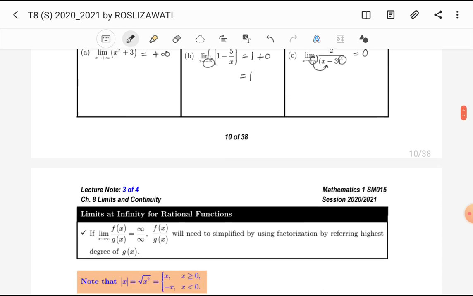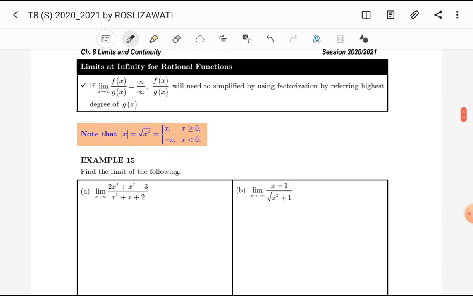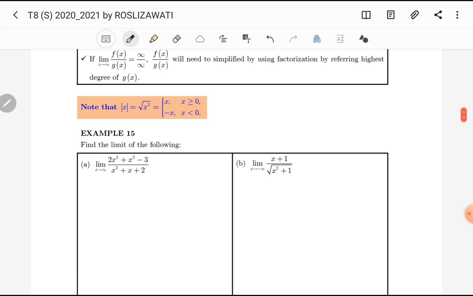Okay. We go to the next page. Limit at infinity for rational function. So if limit f(x) over g(x) equal to infinity over infinity, yang ni kategori undetermined. Before this, for limit at number, we have 0 over 0. Kalau kita ganti undetermined, kita sama ada factorize or multiply with the conjugate. For limit at infinity, kita akan dapat pattern infinity over infinity.